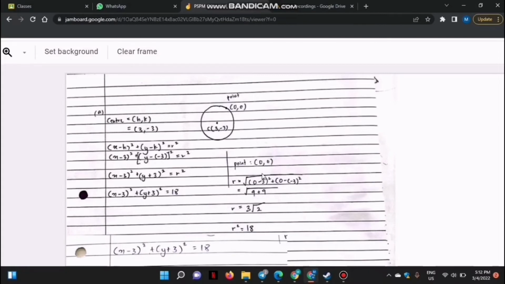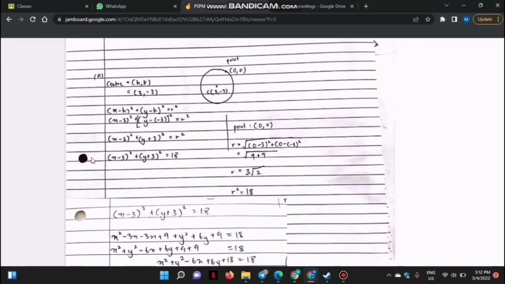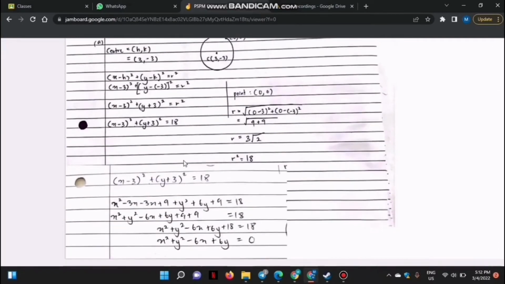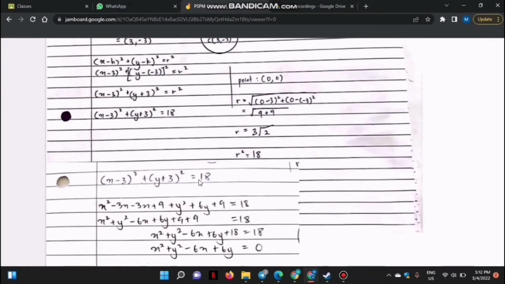Just substitute all the values into the formula, and then you get r equal to 3 root 2. Because the equation here uses r squared, the answer is r squared equal to 18. After that, I recommend you do it like this, because the final answer here will help you in the next questions.